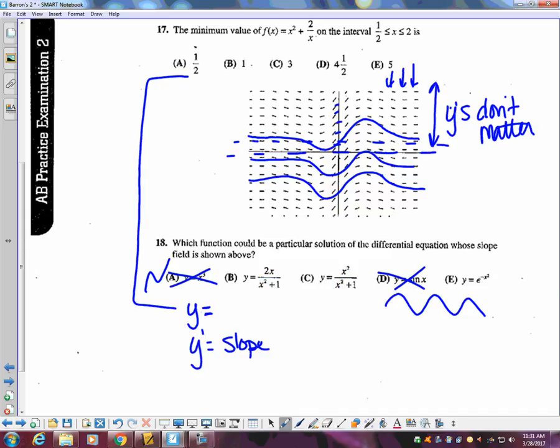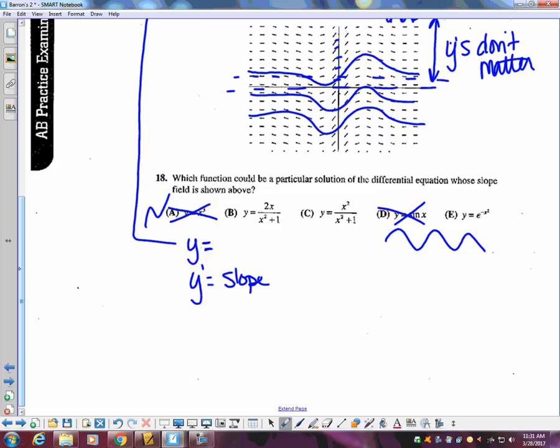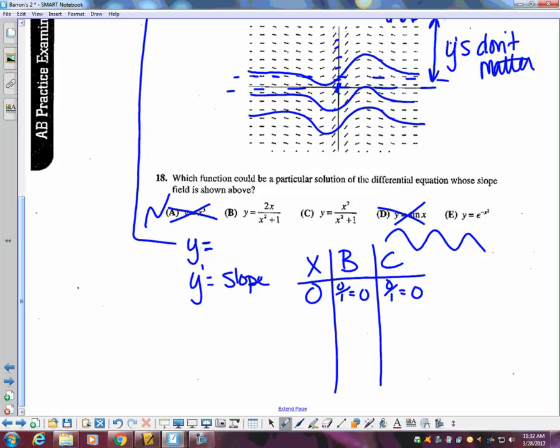Okay, so when in doubt, I'm going to fall back on just a nice little chart. I'm going to plug some points in for B and plug some points in for C. Let's try 0. When x is 0, I don't know, the slope might be vertical. Let's see. Plug a 0 in, I'm going to get 0 over 1, which is 0, and the same thing for C, I'm going to get 0 over 1, which is 0, so that doesn't help me.